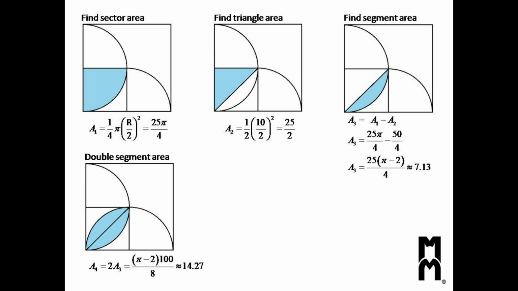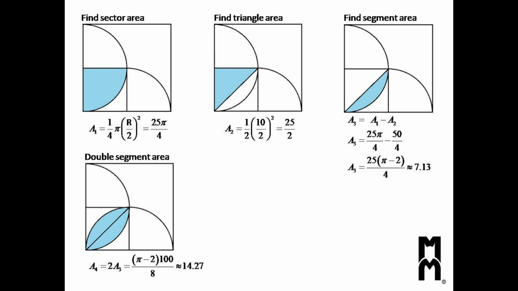So to review this problem, area 1 was a sector. It's like a quarter circle with the radius r over 2, r being the side length of the bigger square. Area 2 was an isosceles right triangle. Area 3 was the segment when you take the triangle away from the sector. And area 4, we doubled the area of the segment. This general formula will help us solve all the other types of problems like this.